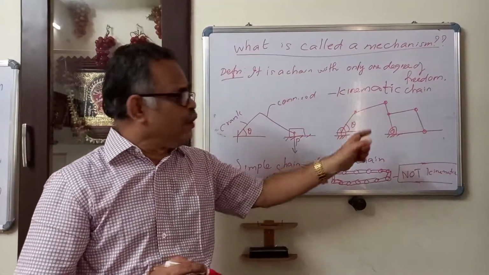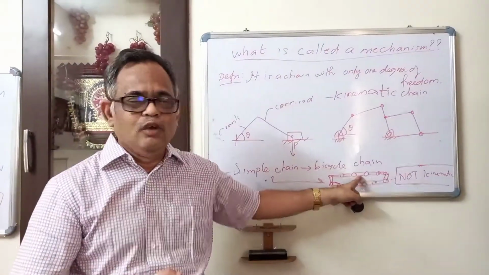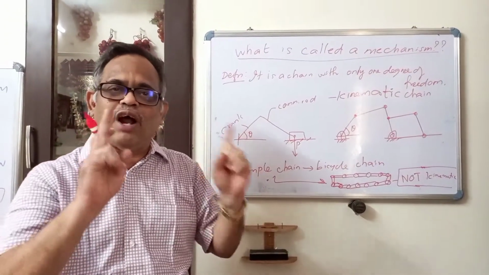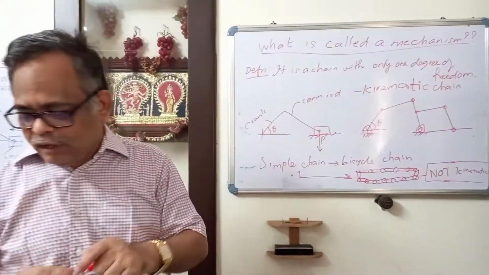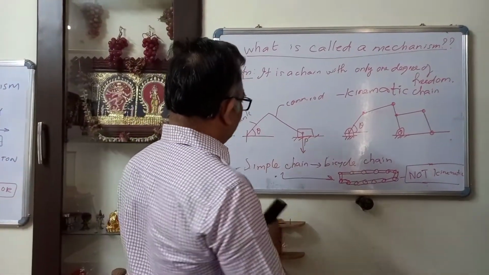So these are mechanisms, and this is not a mechanism. A mechanism is a kinematic chain having only one degree of freedom. So this is how I explained. Now I will explain some more mechanisms and inversions to you.